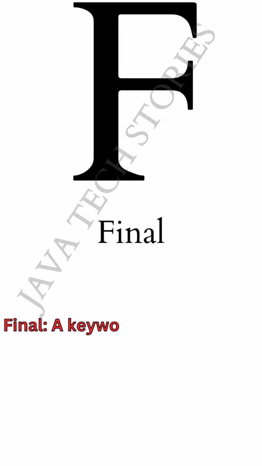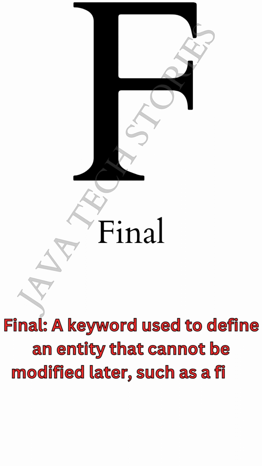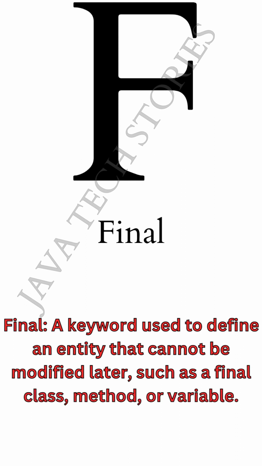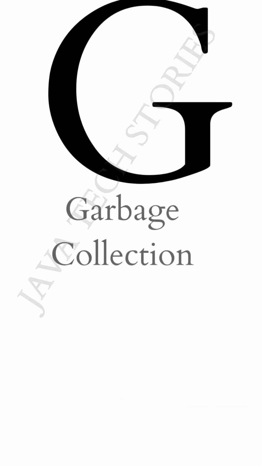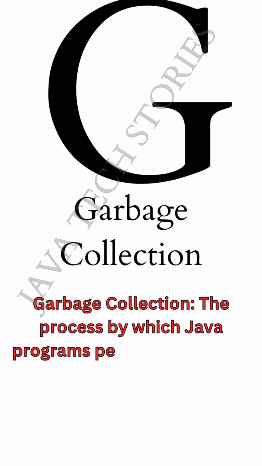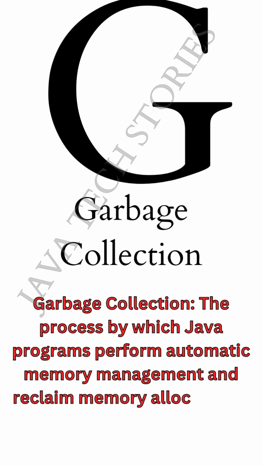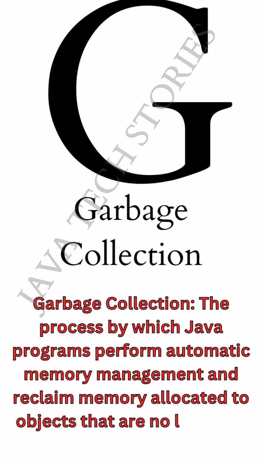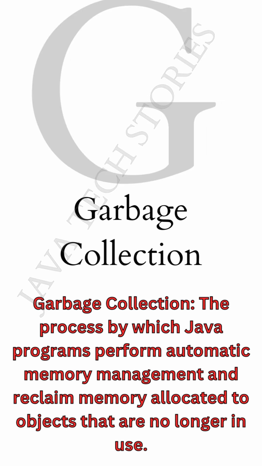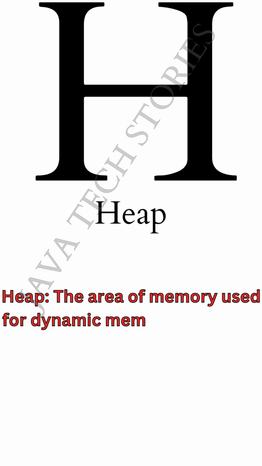Final, a keyword used to define an entity that cannot be modified later, such as a final class, method, or variable. Garbage collection, the process by which Java programs perform automatic memory management and reclaim memory allocated to objects that are no longer in use. Heap, the area of memory used for dynamic memory allocation where Java objects live.